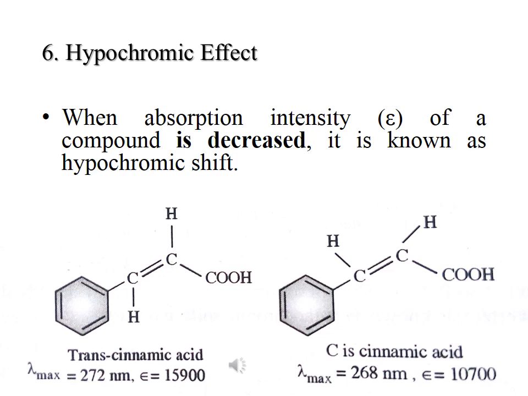In trans-cinnamic acid, as you can see, the intensity of absorption is 15900, and in the case of cis-cinnamic acid, there is only a change in geometry. In cis-cinnamic acid, the intensity of radiation decreases, which is 10700. So due to the change in geometry, if the intensity of light decreases, then it is called hypochromic effect.